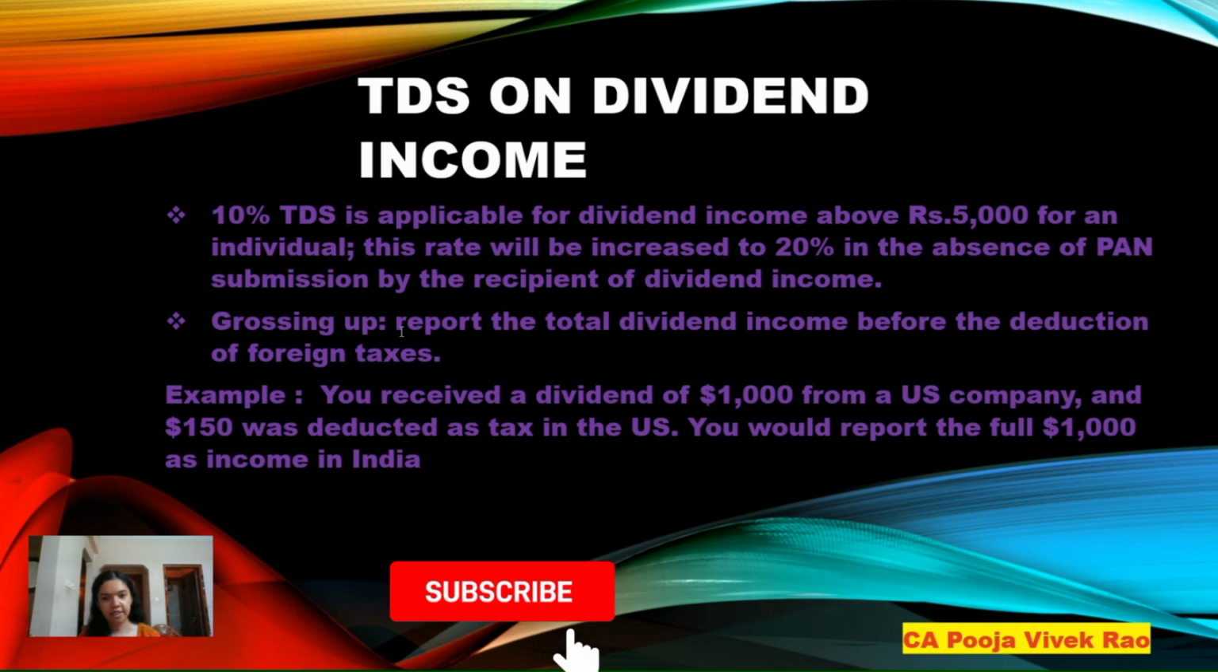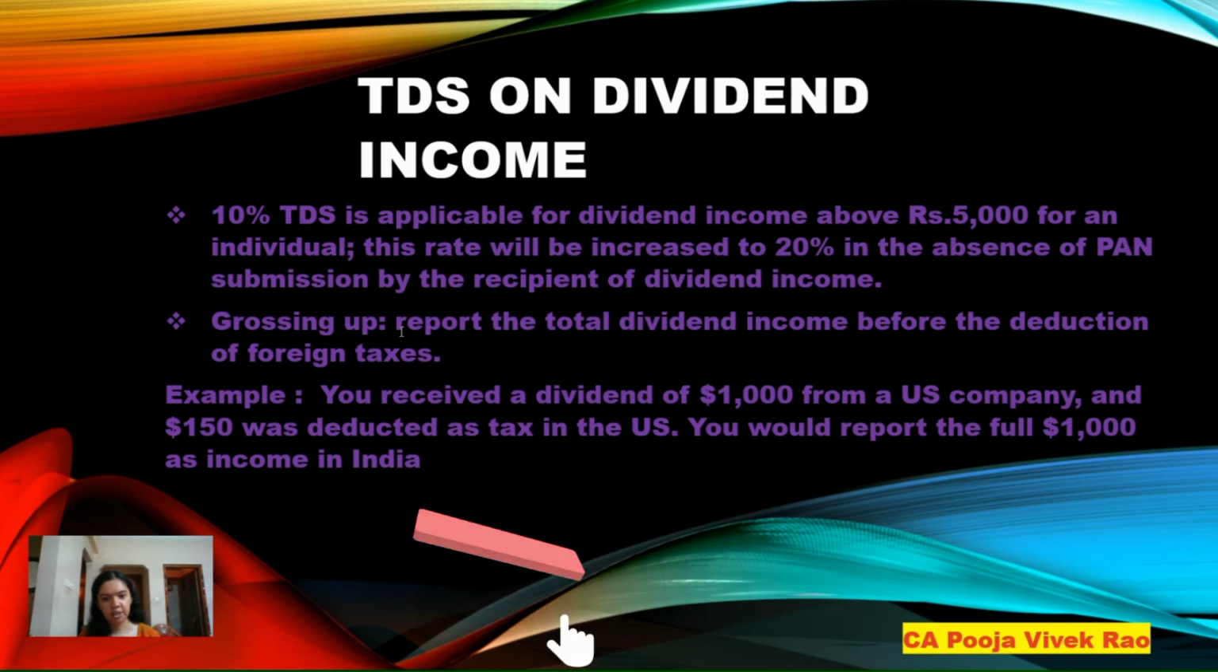However, the company declaring the dividend will have to deduct TDS under Section 194 of the Income Tax Act 1961. As per this section, 10% TDS is applicable for dividend income above Rs 5,000 for an individual. This rate will be increased to 20% in the absence of PAN submission by the recipient of the dividend income.